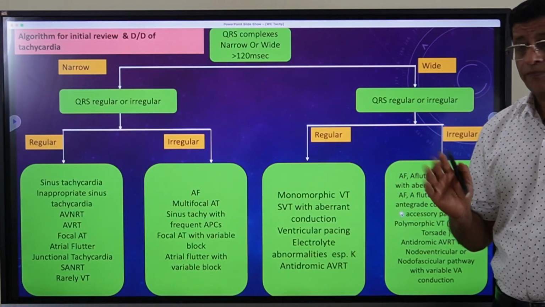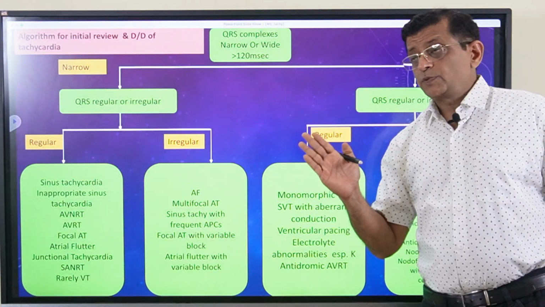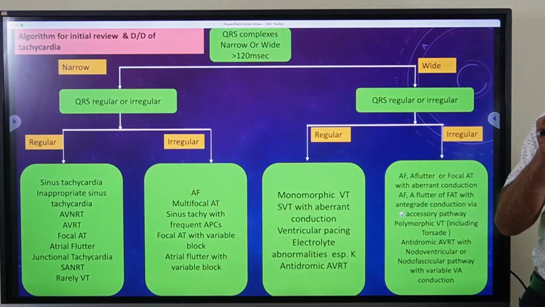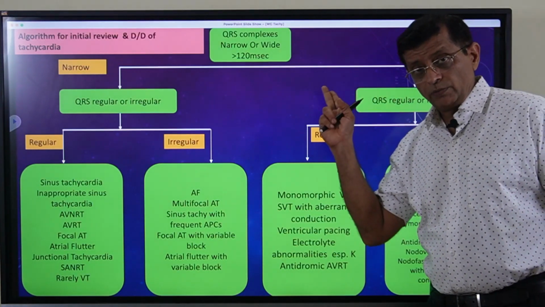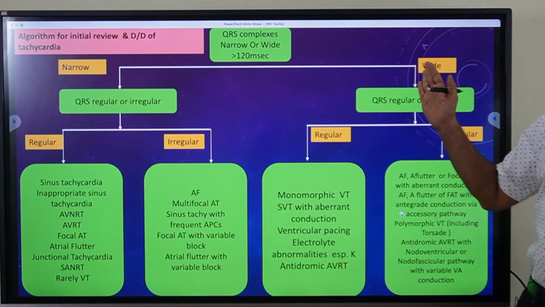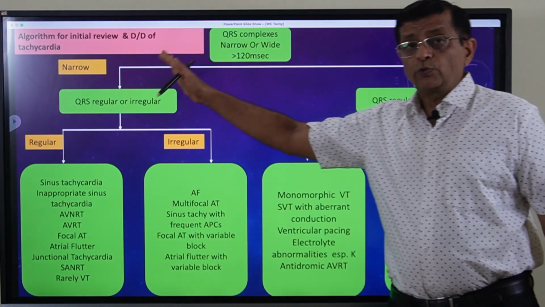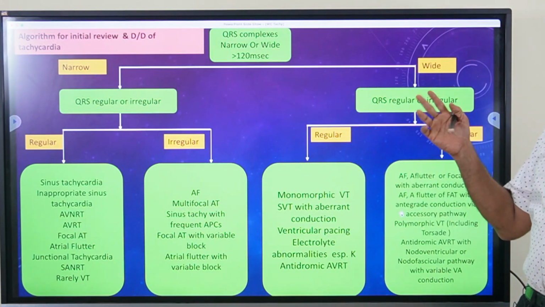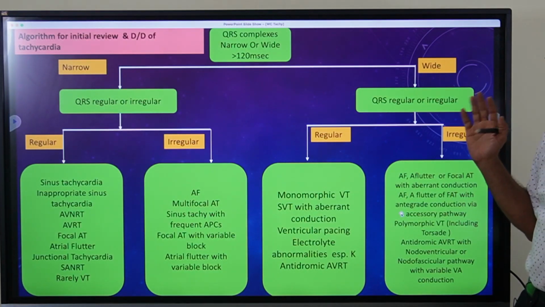This is the classic algorithm for diagnosing any patient with a tachycardia in the ICU or in the emergency setting. So we divide tachycardias into narrow and wide as per the QRS duration. So QRS duration more than 3 small squares. Each small square is 40 milliseconds. So 3 small squares is 120 milliseconds. If it is 120 milliseconds or more, then it is called wide complex tachycardia by definition. If it is less than 120 milliseconds, that is called narrow complex tachycardia. Then each of these is further divided into regular and irregular.